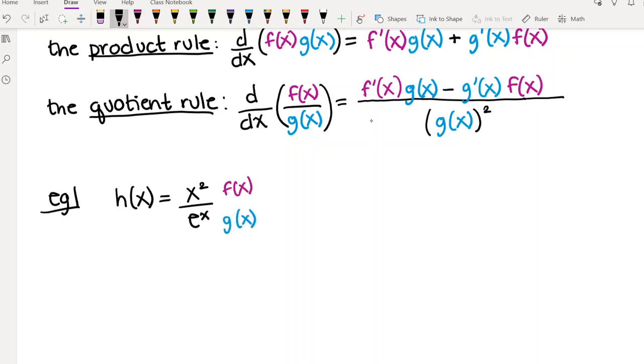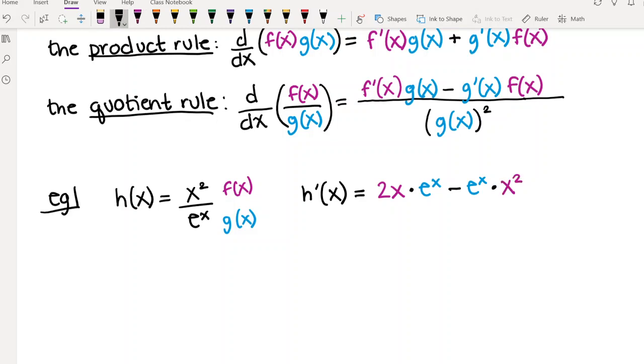So what the quotient rule tells us is that we're going to start by taking the derivative of the first function, so f of x, so that's going to be 2x. And we're then going to multiply that with the bottom function, which is e to the x. And then from that, we're going to subtract taking the derivative of the bottom function. So the bottom function in this case is e to the x, and the derivative of e to the x is just e to the x. And we're then going to multiply that with the numerator, so x squared.